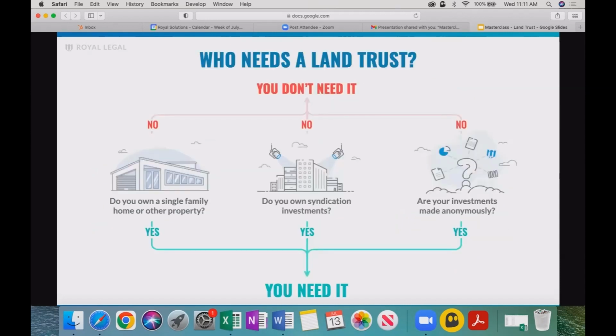So who needs a land trust? If you have a single family home, really how it works is with the Garn-St. Germain Act, anything from 1 to 4 dwelling units is within the realm of single family. So if you have a single family home investment property, it may make sense for you to have a land trust structure backed up by a DST or LLC. Syndications also make sense, notes as well. And are you interested in owning things anonymously? Then also a land trust would be a good option for you. If you don't have any of those things, then this conversation is probably just informational.